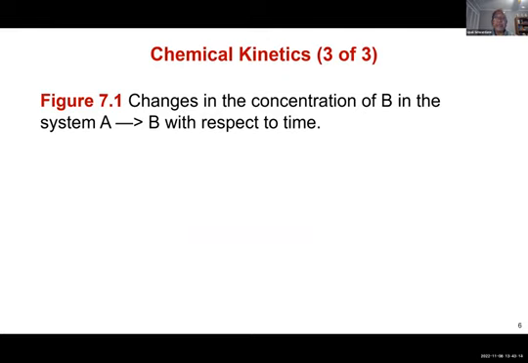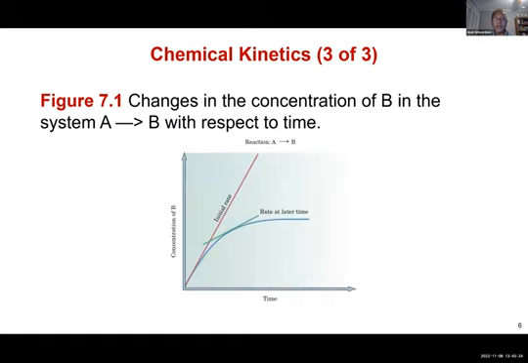So if you look at a reaction where A is the reactant, changing into B with respect to time, look at the graph. On the y-axis, the concentration of B is shown. So we are looking at the products in this diagram. The product concentration is 0 at the beginning, right here. It increases as time goes on.